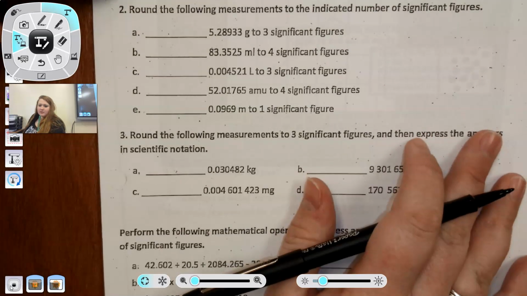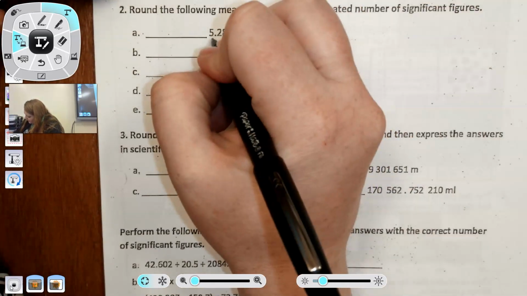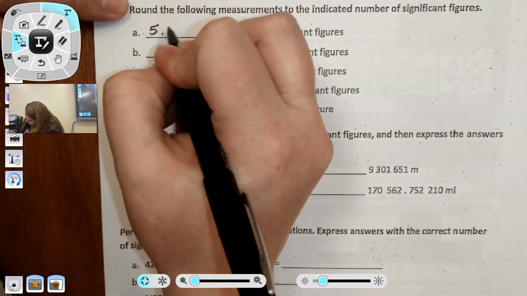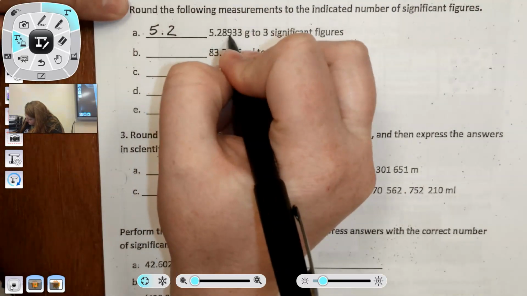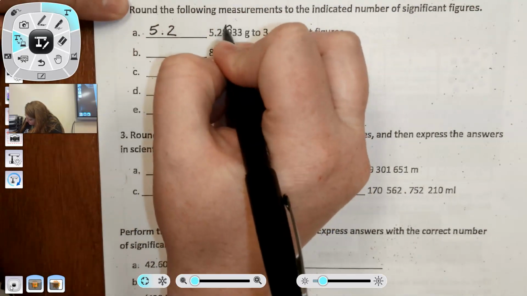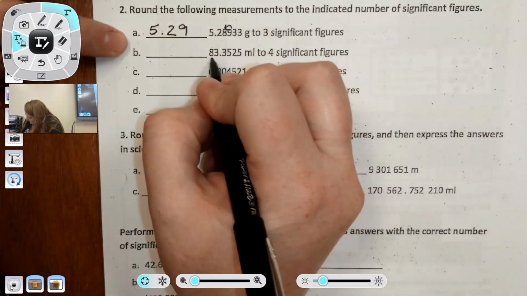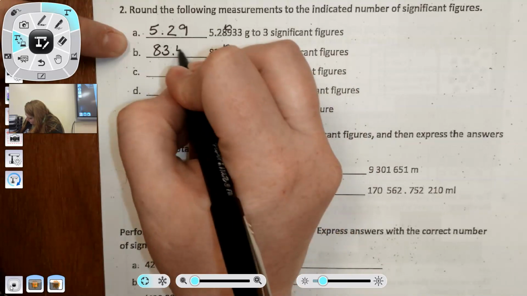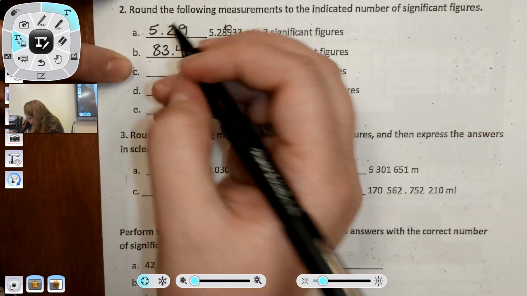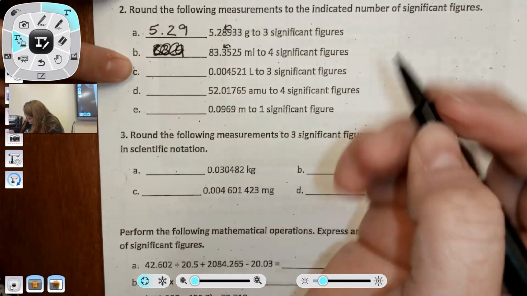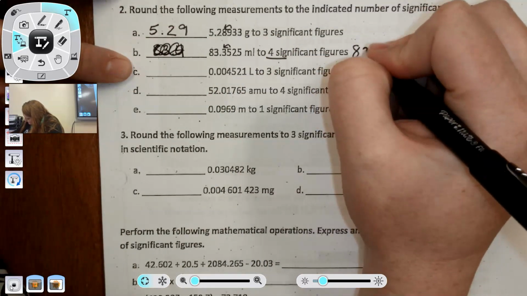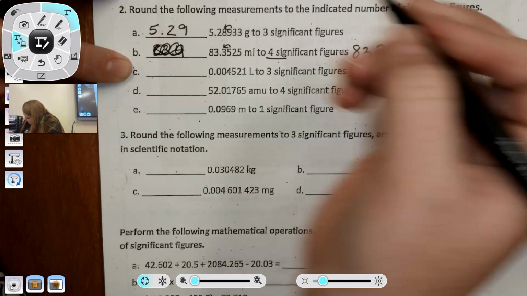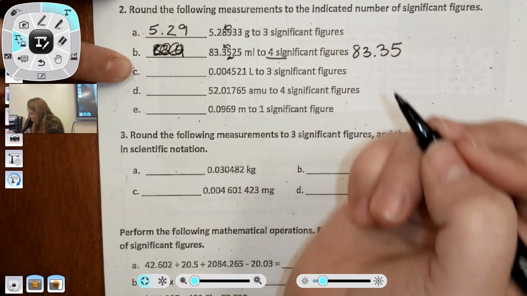Round the following measurements to indicate a number of sig figs. 5, all of that, to 3 sig figs. So 5.2 and the 9 makes that 8, round up to a 9. 83 point, this 5 makes that 3, round up to a 4. Oh, crap. We are rounding to 4 sig figs in this one, so it's going to be 83.35. The 2 keeps the 5.